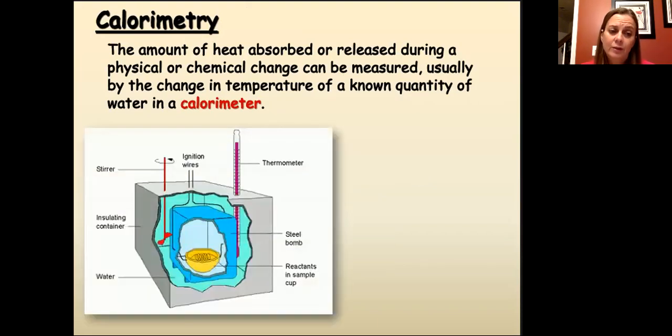So this drawing shows us what we call a bomb calorimeter. It keeps things at a constant pressure. It's called a bomb calorimeter, not because it's going to explode, but because there's a container inside called a bomb. And that is inside an insulated container. There's water all around that steel bomb, and we measure the change in temperature of the water.